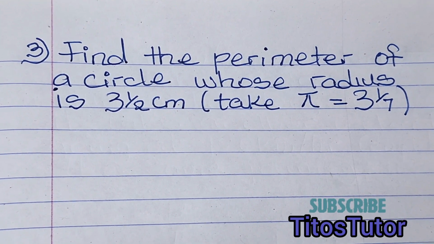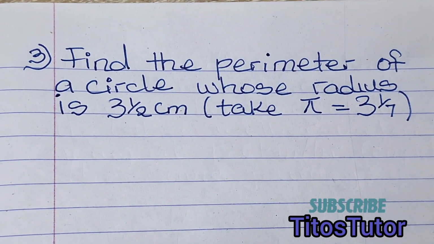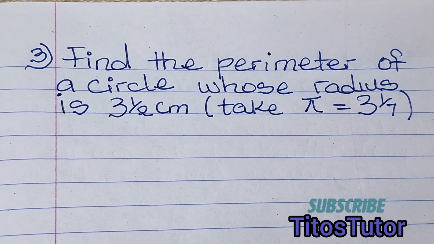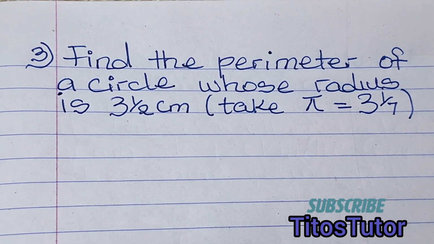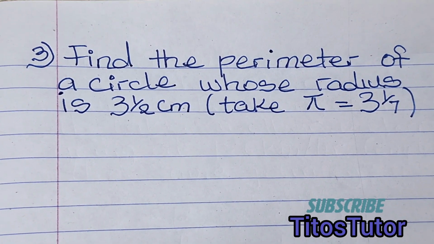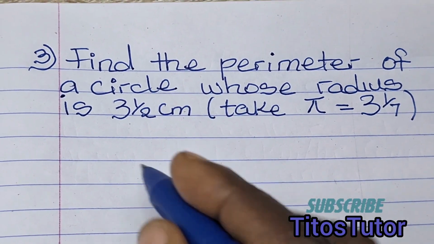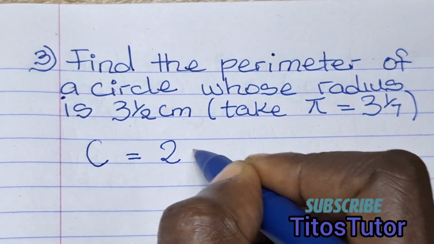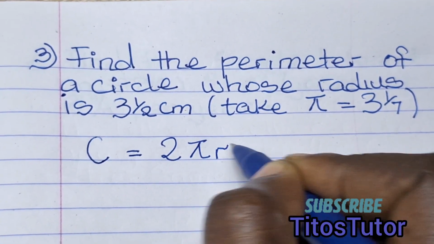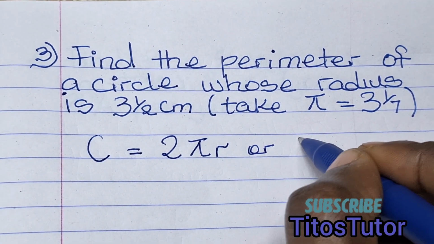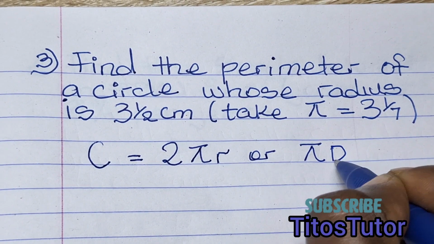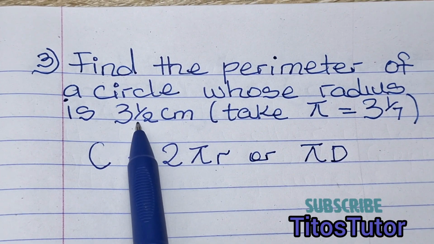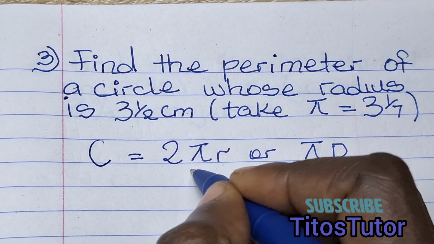Perimeter and circumference of a circle mean the same thing. Perimeter of a circle is the same as circumference of a circle. So always remember the formula for the circumference of a circle, which says circumference, C, is equal to 2 pi r, or you can use pi d. R for radius, d for diameter, but in this case radius was given, so I'd rather use this formula.